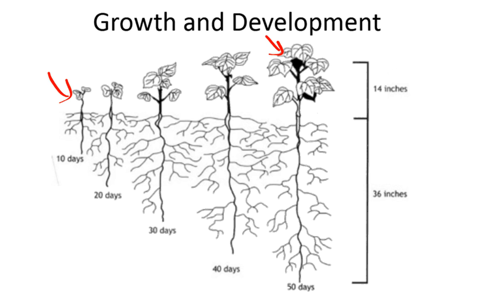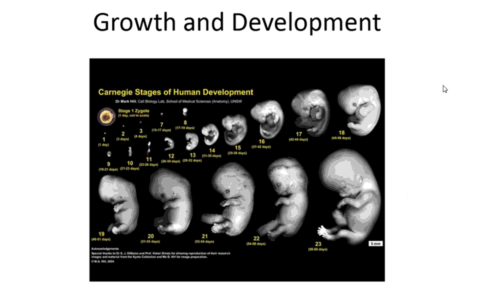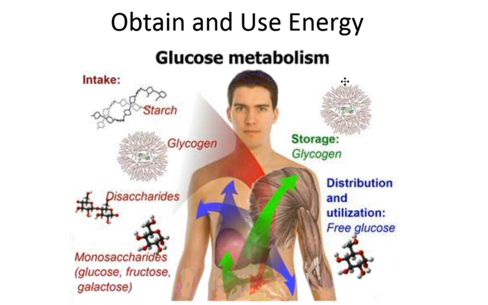It gets different kinds of leaves and gets some fruit on it, and some different things are going on in that plant that weren't going on on day 10. Just like you grow and develop. Your little puppy at home grows and develops because it's a living thing. There's a picture of a baby. It grows from one cell to like a fish into a human. They develop over time. They don't stay fish. They turn into humans.